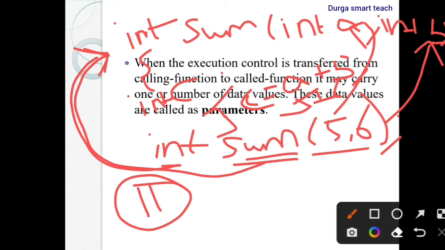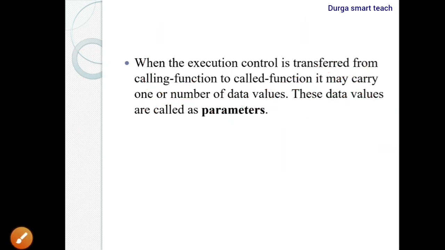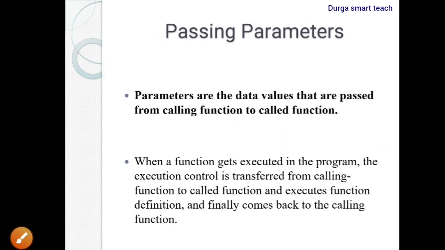Here 5 comma 6 are known as actual parameters because they are at the calling function. Here int a, int b are known as formal parameters because they are at the called function. I hope the difference between actual parameters and formal parameters is clear.